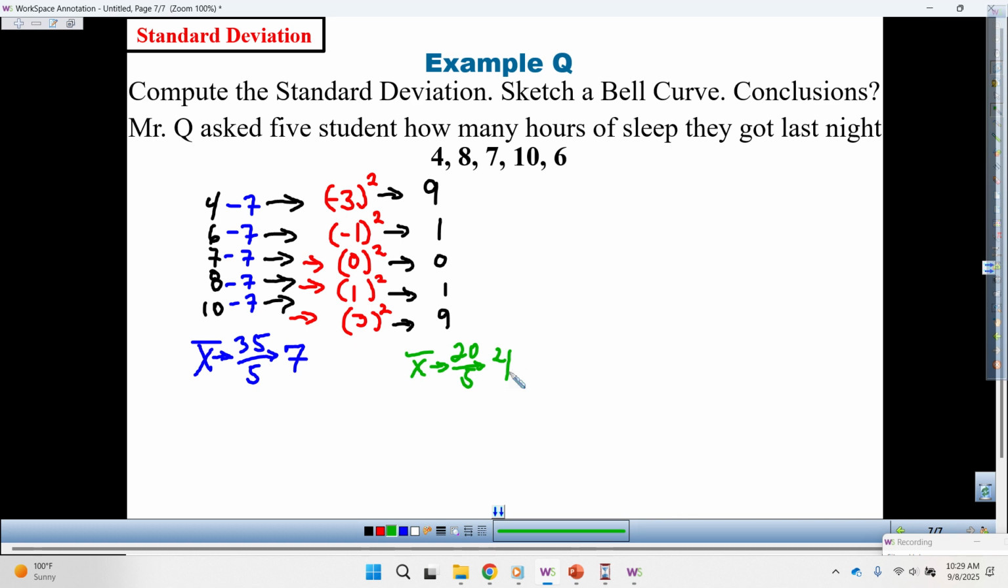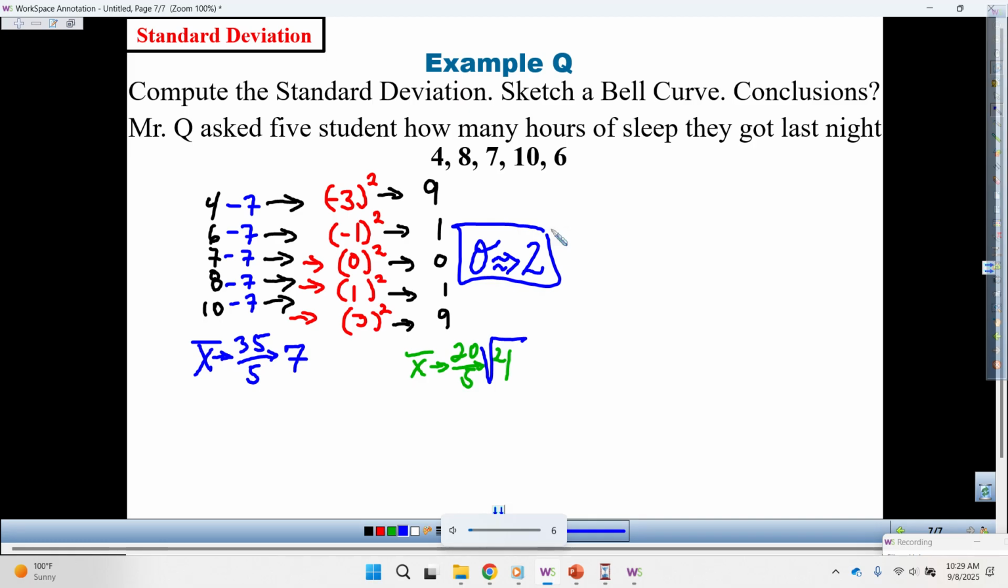Are we doing pretty good? All right. Last but not least, we need our sigma, our standard deviation. How do we find that? Tell your neighbor. Remind your neighbor. How do we find that? Yeah, square root of this number, so square root of 4 is 2.